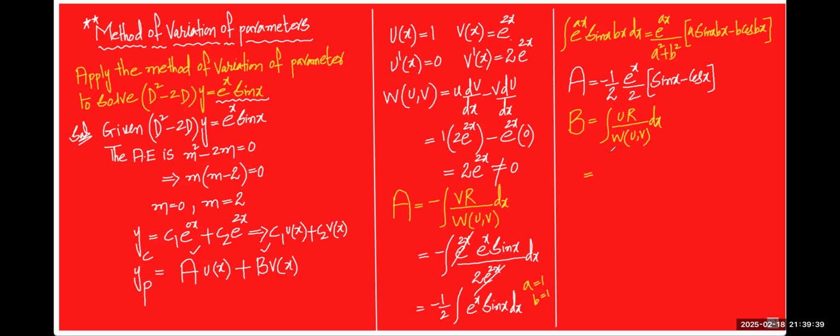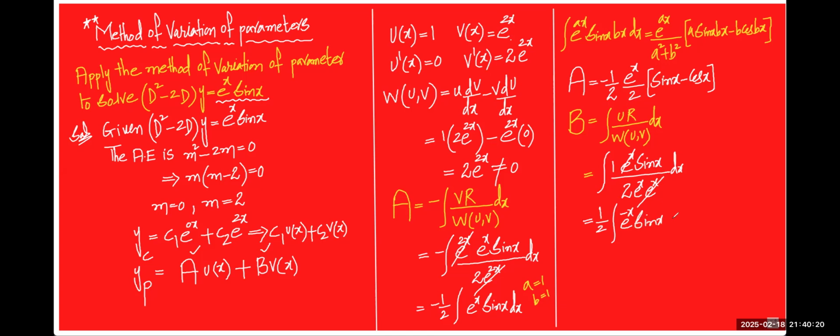U value is 1, so this is 1 into e power x sin x, divided by Wronskian, 2 e power 2x. Can we write it like this? E power x into e power x. 2x can be split like this, no? Yes. E power x cancel it. Take 1 by 2 outside. And here 1 e power x is left, that will be brought to the numerator. E power minus x sin x dx.